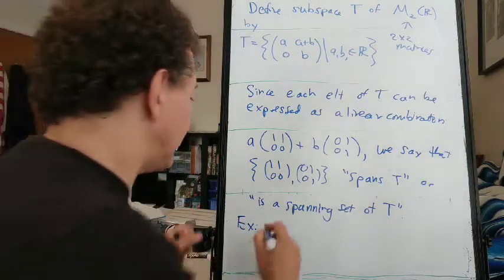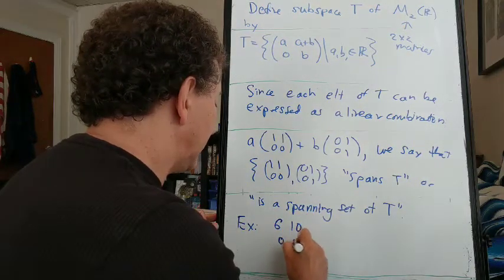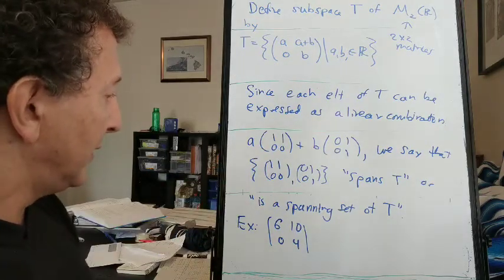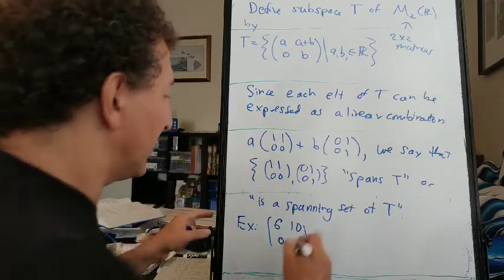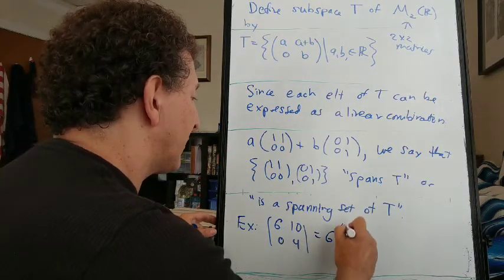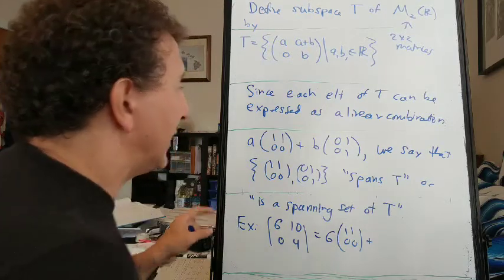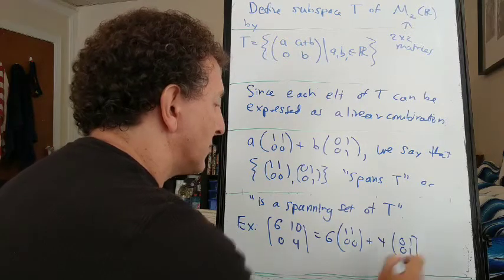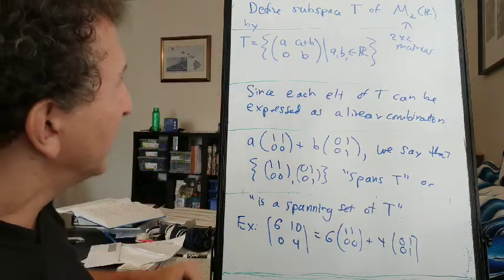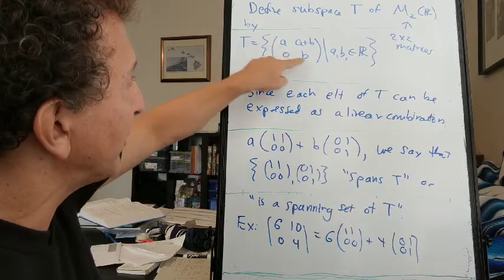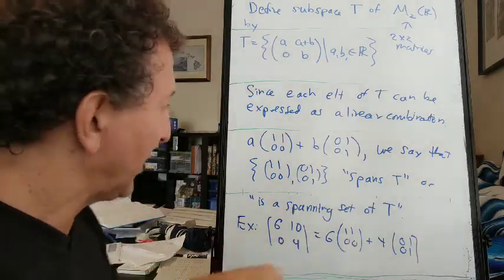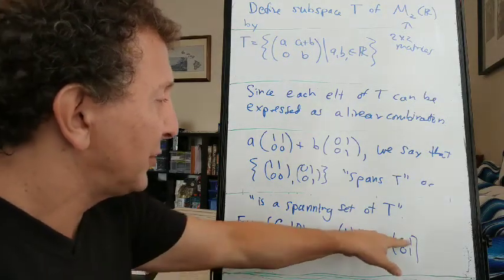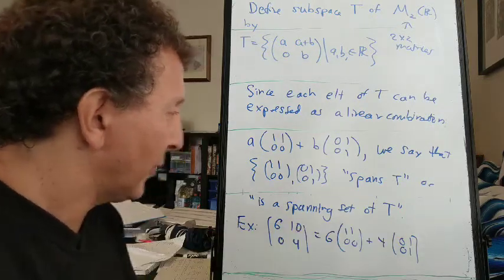So if we pick another element that's in T, say 6, 10, 0, 4, we should be able to express this in terms of those two elements. It's going to be 6 times this one, and 4 times that one. So basically we're picking the number in this position, and the number in that position. That tells us exactly what linear combination. And then we have a 10 in position 1, 2 to tell us to add the 6 and the 4.